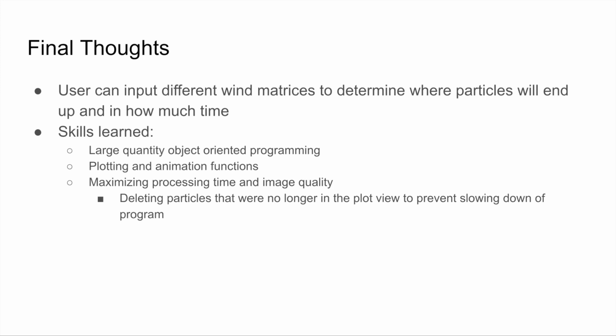So here are some final thoughts on the project. The user can input different wind matrices to model different wind patterns. In addition, the user can change the area that is covered. In the previous videos, it was set to what it is defaulted at, and which is also its maximum, 10 miles by 10 miles.